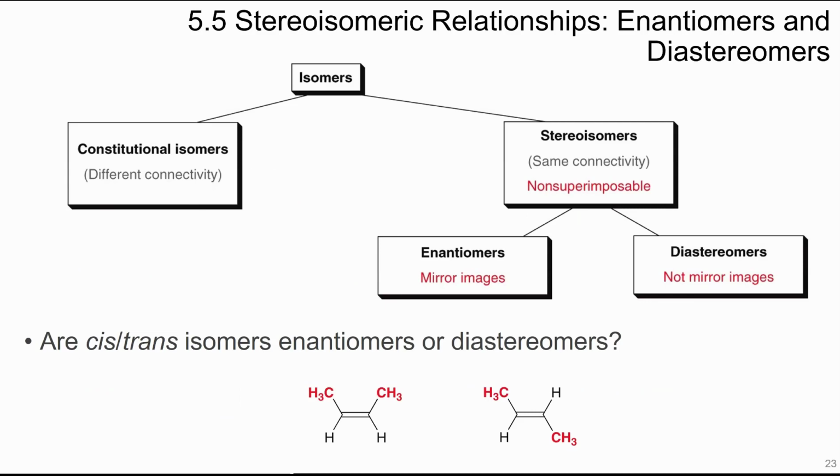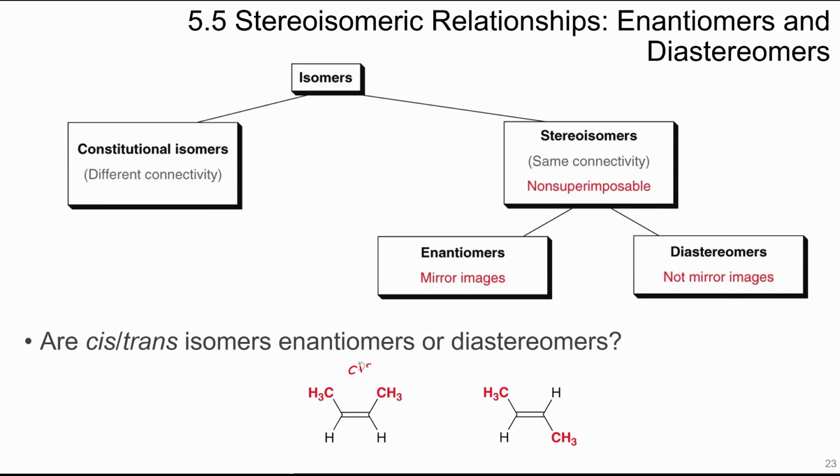So other relationships that we'll encounter are something called diastereomers. We can have isomers and then constitutional isomers, which have different connectivity. Stereoisomers have the same connectivity, and they're non-superimposable, so we can't stack them. We have enantiomers, which are mirror images of each other, and then you have diastereomers, which are not mirror images.